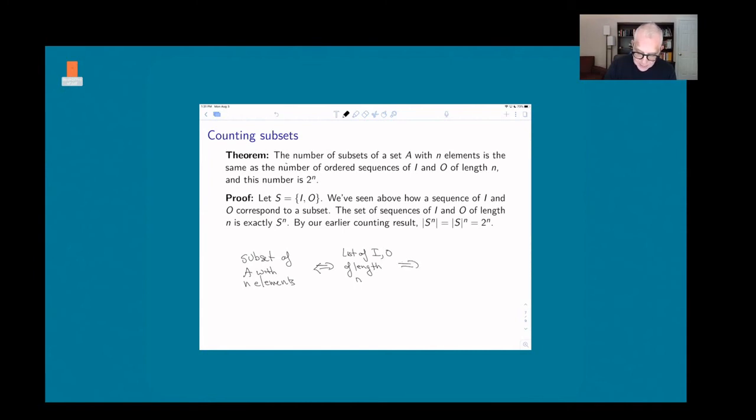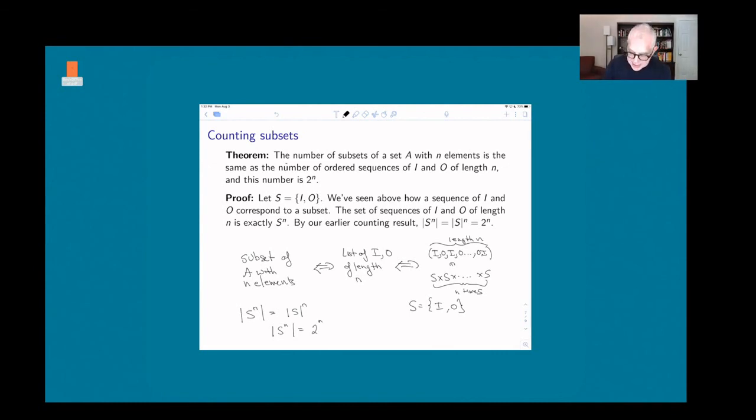But that's the same thing, a sequence of length n of I's and O's. If we write parentheses around them, this is an element of the nth Cartesian product of the set S consisting of I and O, right? Because by definition, the nth Cartesian product consists of the ordered n-tuples of elements chosen from I or O. And we already know how to count the elements of this set, because we know that the number of elements in the nth Cartesian product of a set is the number of elements in that set raised to the nth power. So in this case, that number is 2 to the n.